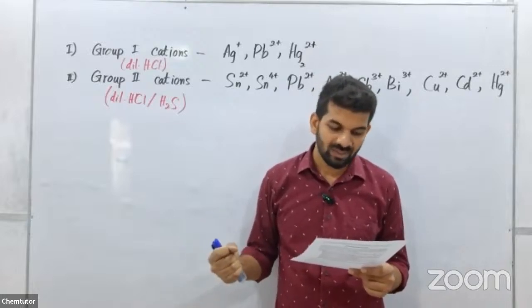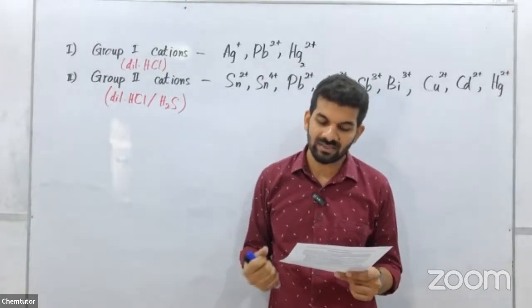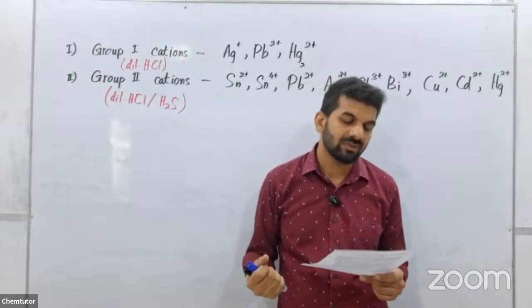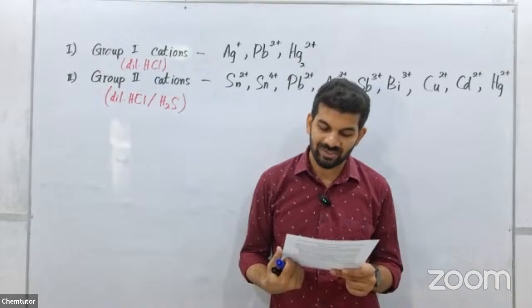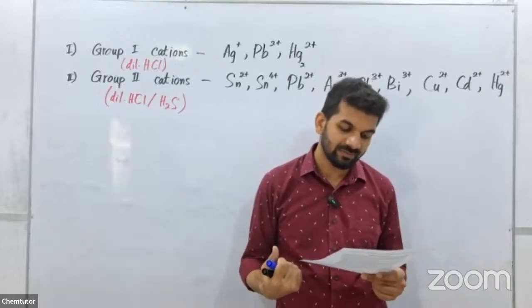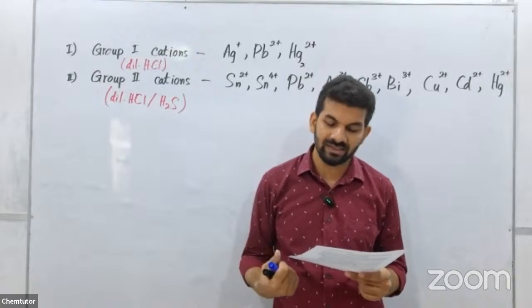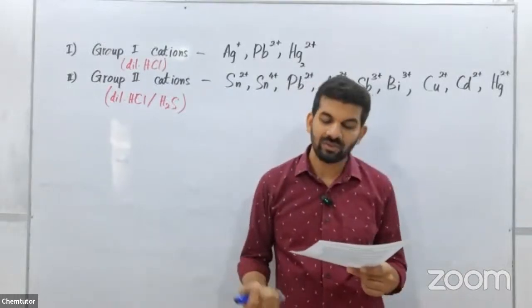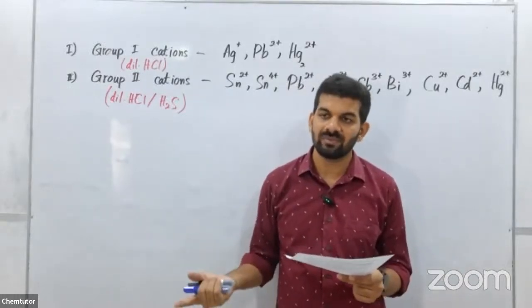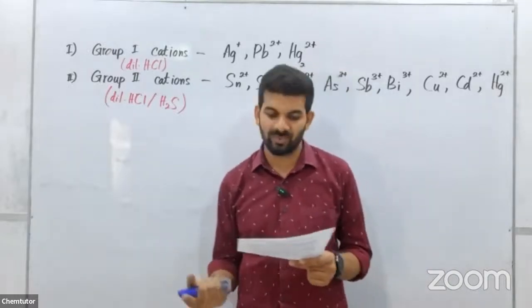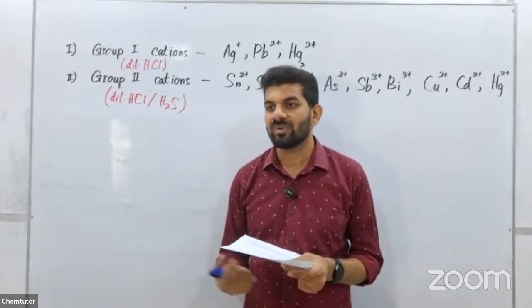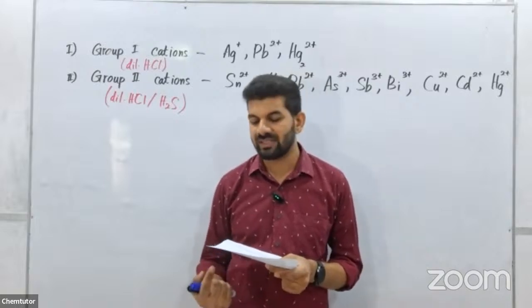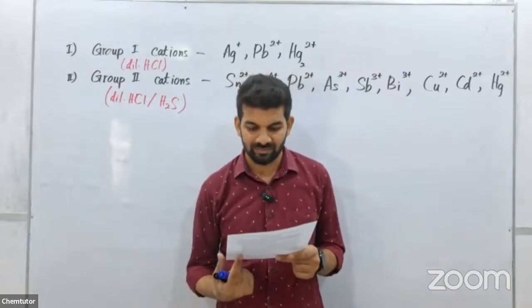To achieve the necessary hydroxide ion concentration, an ammonium chloride and ammonia buffer is used. So the equations for the precipitation of the ions of group 3 are given here. Aluminium 3+ with ammonia gives aluminium hydroxide, which is a white color precipitate. Chromium will give chromium hydroxide, a green color precipitate. Ferric will give ferric hydroxide, a brown color precipitate.